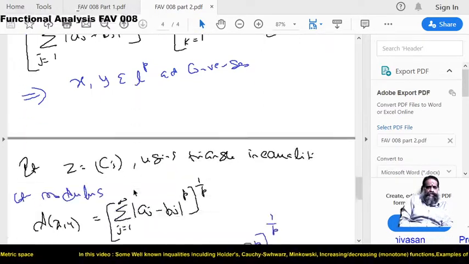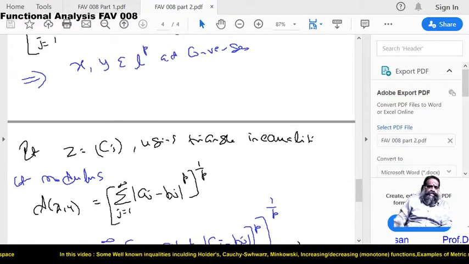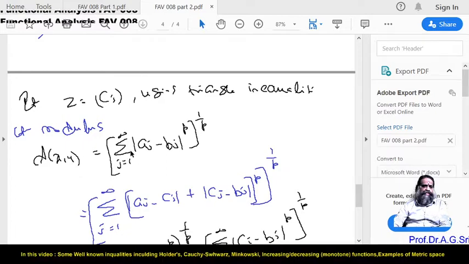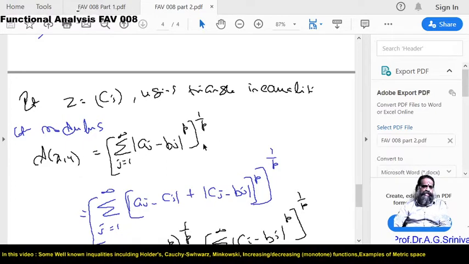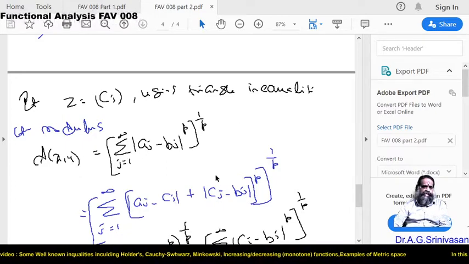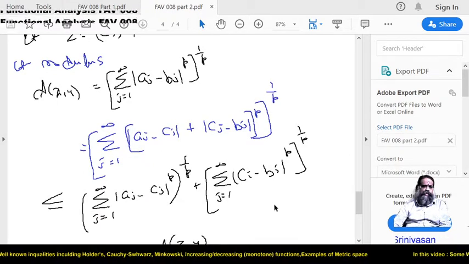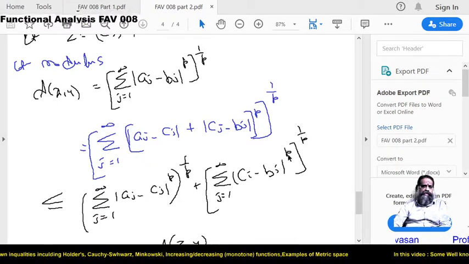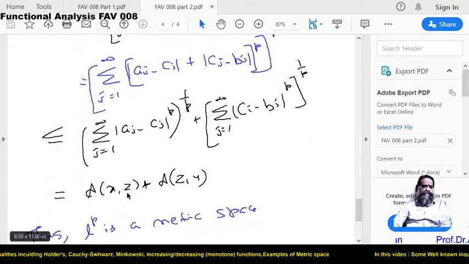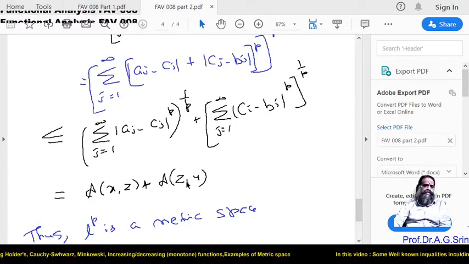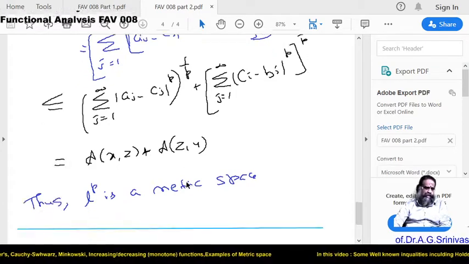Okay, so now take z = (cj). Using the triangle inequality you can see that d(x, y) = (sum of |aj - bj|^p)^(1/p). Add cj on both sides. These are equal to (sum of |aj - cj|^p)^(1/p) plus (sum of |cj - bj|^p)^(1/p). This is d(x, z) + d(y, z). So this shows l^p is a metric space.